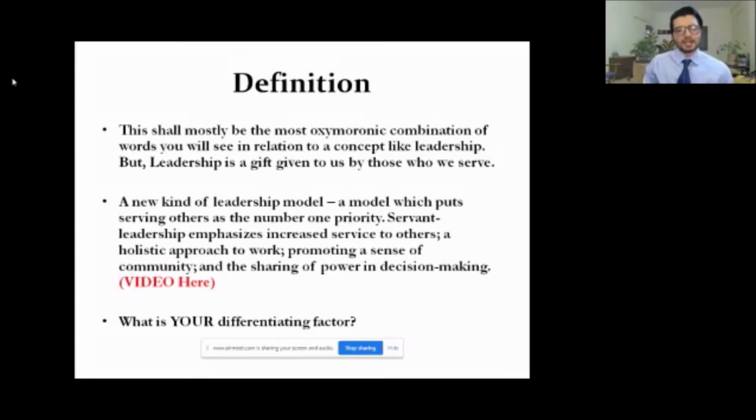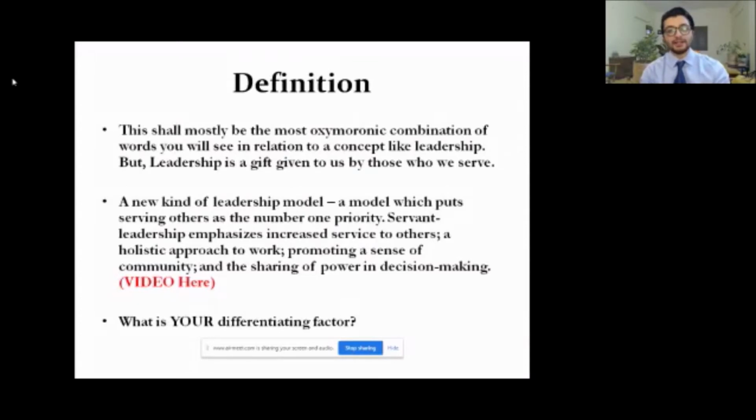Now, as you can see, the first is the definition. It starts out like this. This shall mostly be the most oxymoronic combination of words you will see in relation to a concept like leadership. Now, why do I say oxymoronic? Why do I say that these two are kind of opposite words?